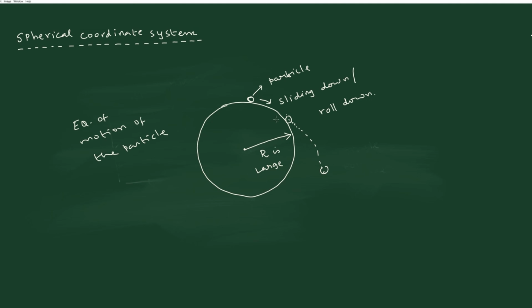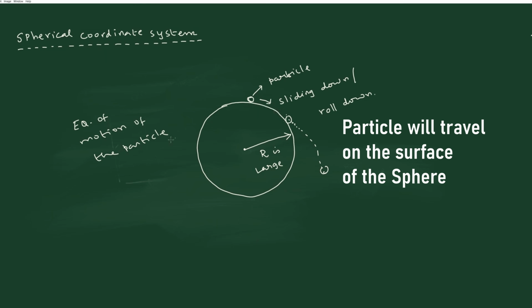As long as it is in contact with the surface of the sphere, you want to determine the equation of motion. Once it leaves the contact, it is only a matter of free fall. But as long as it is in contact with the larger sphere, it is going to travel on the surface of the sphere. The particle is traveling on the surface of a sphere of radius a.